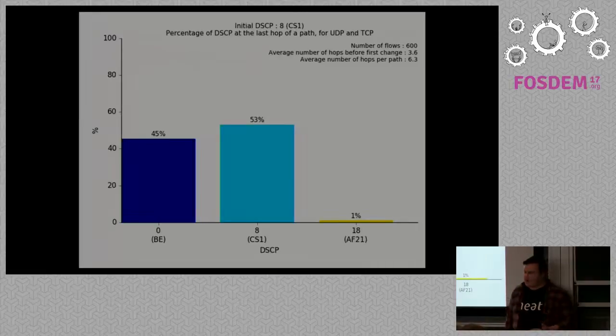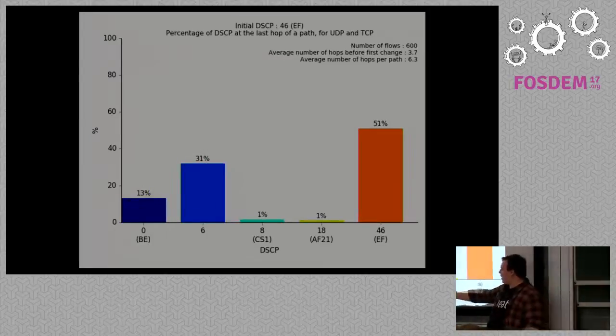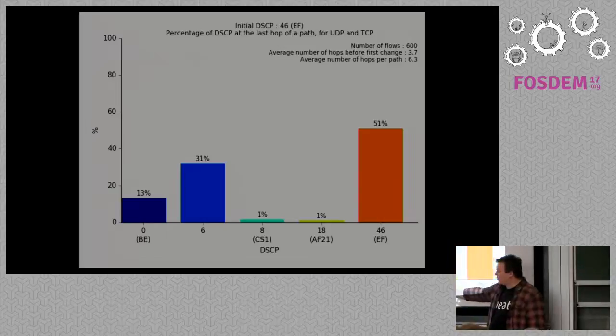Okay, the interesting one. All of the rest of the known code points look like this. So we see about 50% work. See about 13% get marked to BE. And then we see some other bits. This is actual remarking. The other 2 are bleaching of bits based on the old IP TOS field.